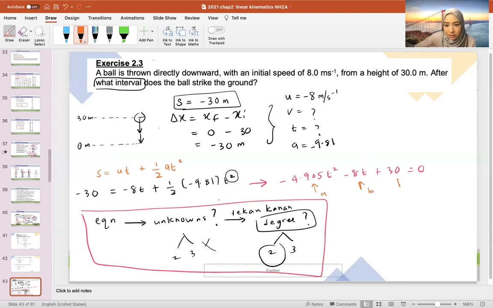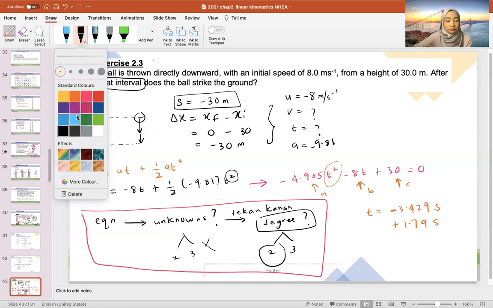B and C. Alright, so what answer will we get? T will be negative 3.42 and 1.79 seconds. 1.79 seconds, okay. Now because it's a quadratic equation, you will always get a negative and a positive answer. Always for quadratic. What does quadratic mean? Quadratic is the one with power 2. So, which answer should you choose?